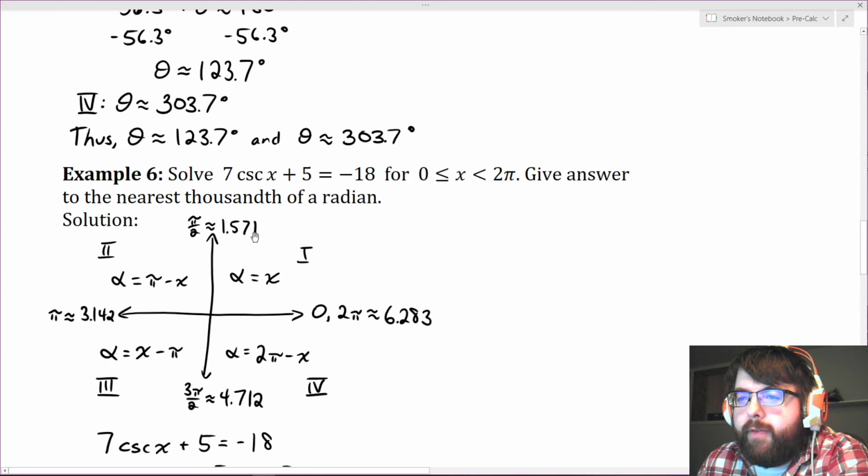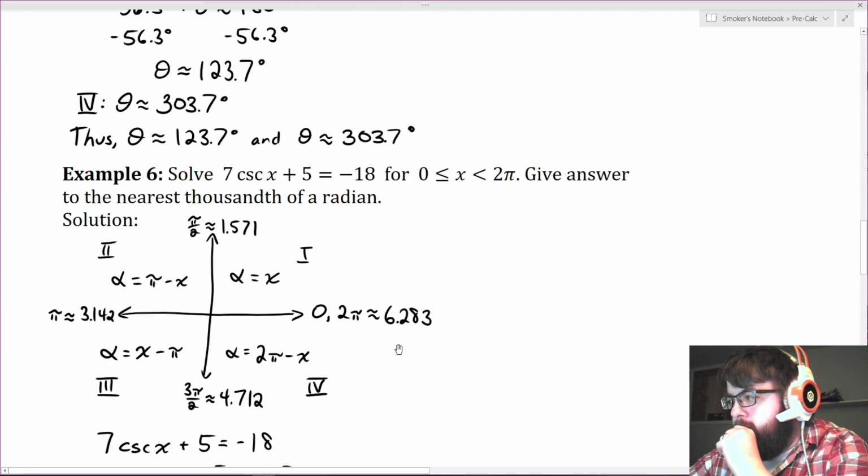0 to 1.571 is quadrant 1. 1.571 to 3.142 is quadrant 2. And that to 4.712 is quadrant 3. And then quadrant 4 ends at 6.283. Okay? Excuse me.